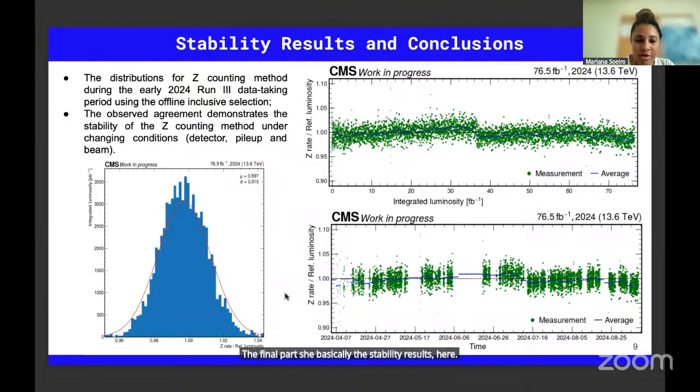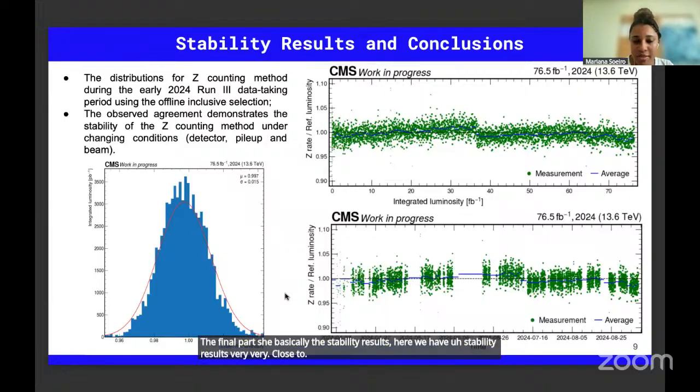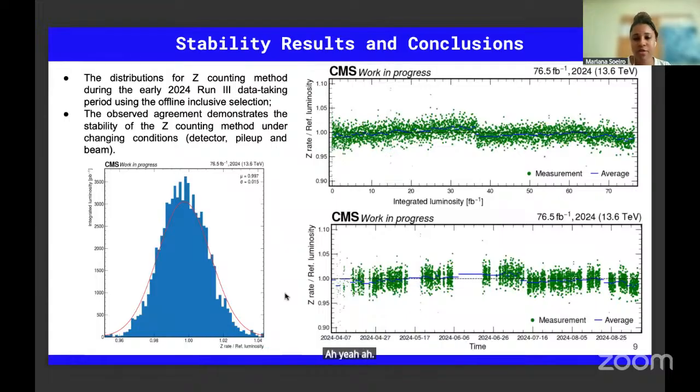The final part, basically, the stability results. Here we have stability results very, very close to 1, and we expected that. Basically, here we have the integrated luminosity considering the Z rates and the half lumi. And we expected these results, and this is the middle of the run. We have the beginning part and the final part to add and complete everything.